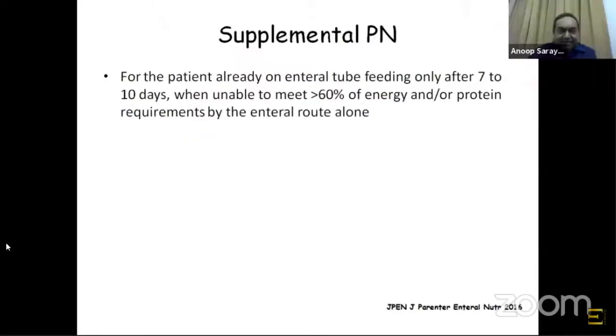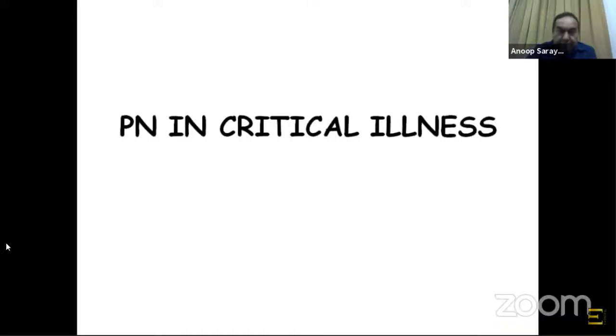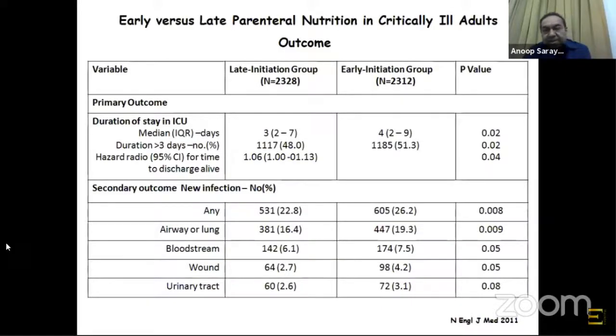Yes, right. So what is supplementary parenteral nutrition? For a patient already on enteral nutrition for 7 to 10 days, and then unable to meet more than 60% of energy need and of protein requirement by enteral food, supplementary parenteral nutrition has a role. And in critical illness, there are a few very important studies where early versus late parenteral nutrition was compared.